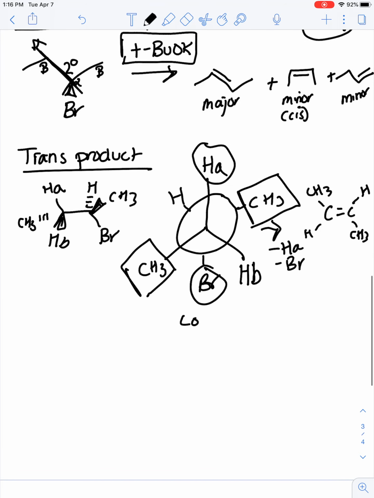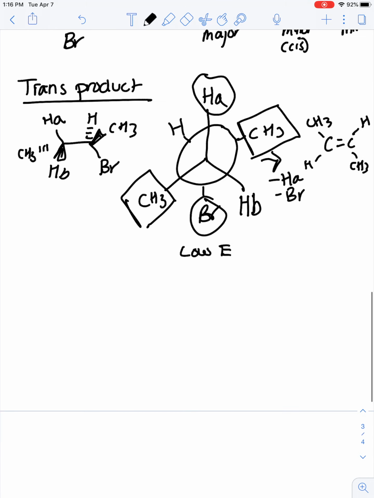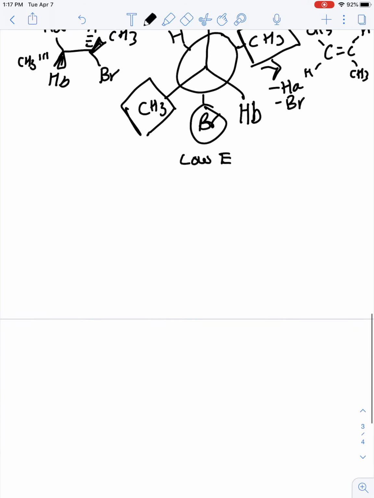So again, this is going to be pretty low in energy because our methyl groups are far away from each other, right? So this is a staggered conformation, so we're not going to have much energy really associated with this.